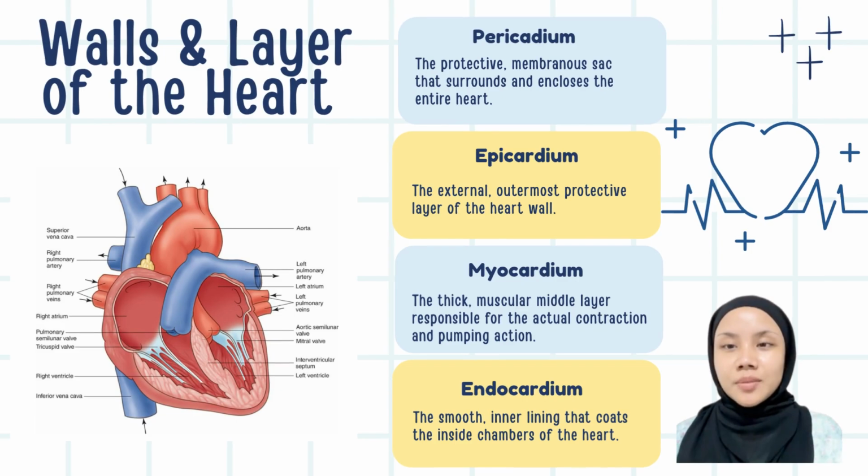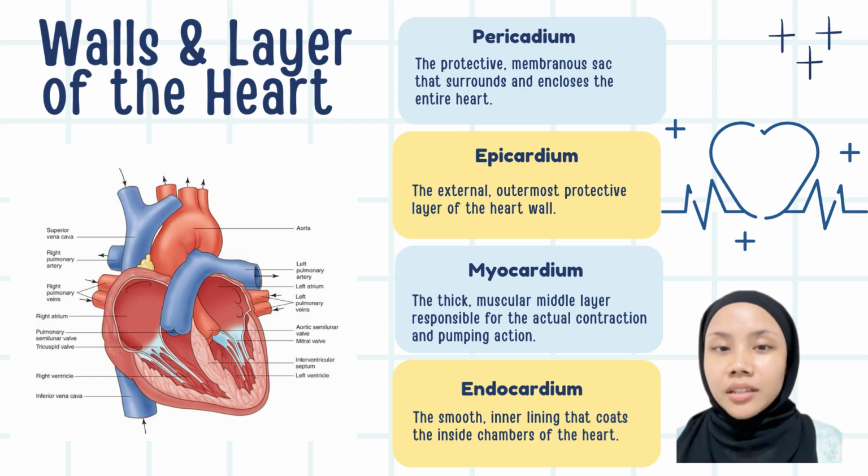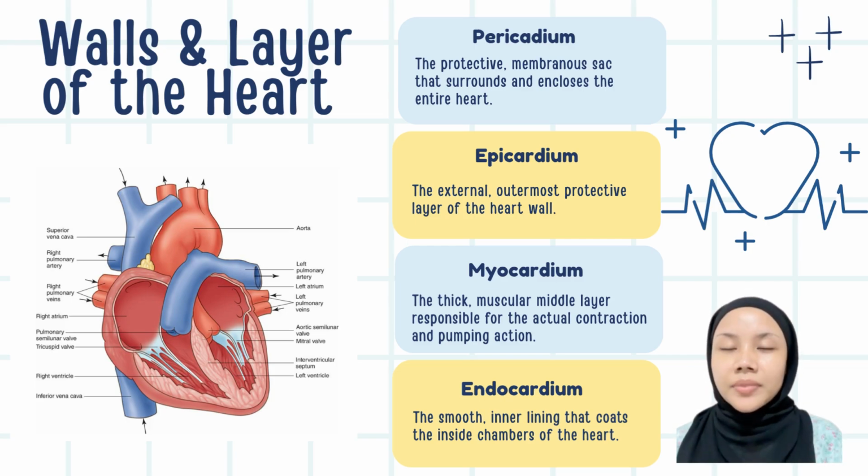Moving on to the anatomy, let's look at the actual walls and layers that build the heart. First, we have the pericardium, which is the outermost membranous sac that encloses and protects the entire heart structure. Moving into the actual walls, the epicardium is the external, protective outer layer of the heart wall. Beneath that is the myocardium.